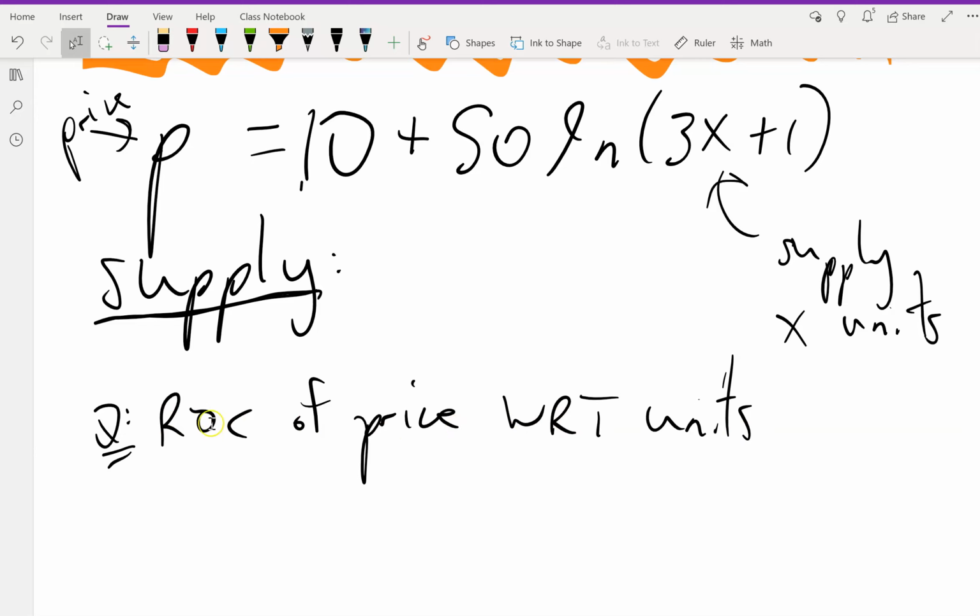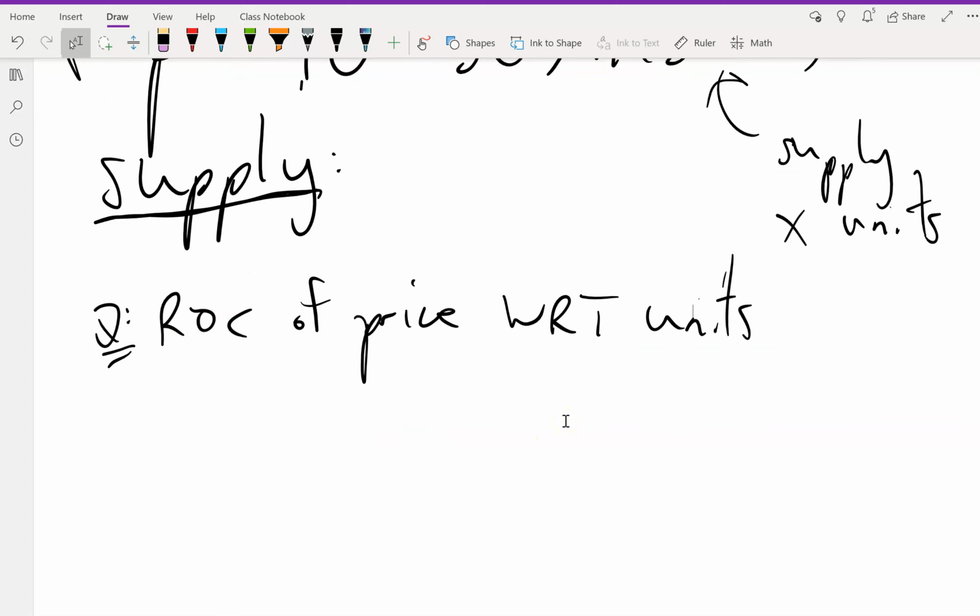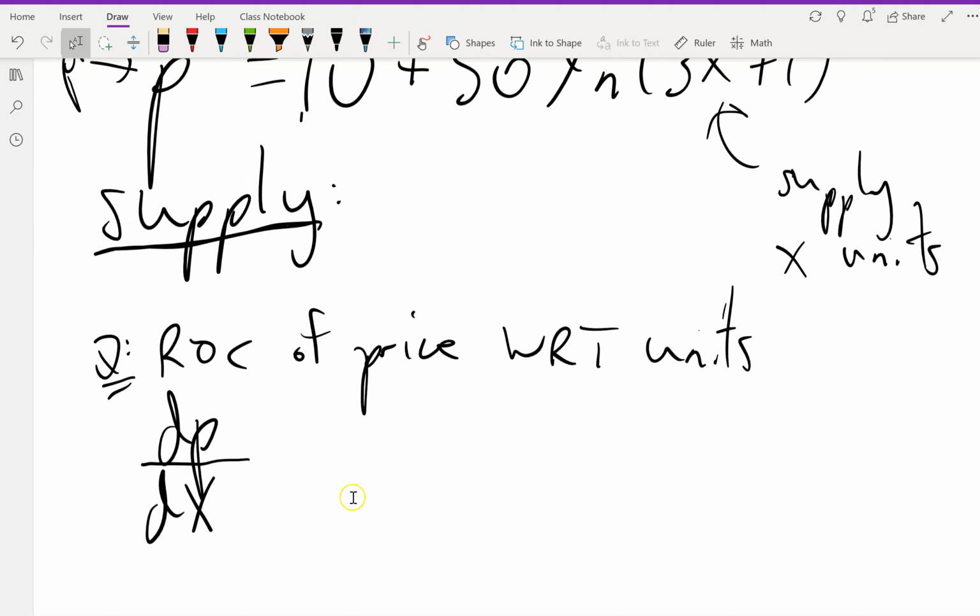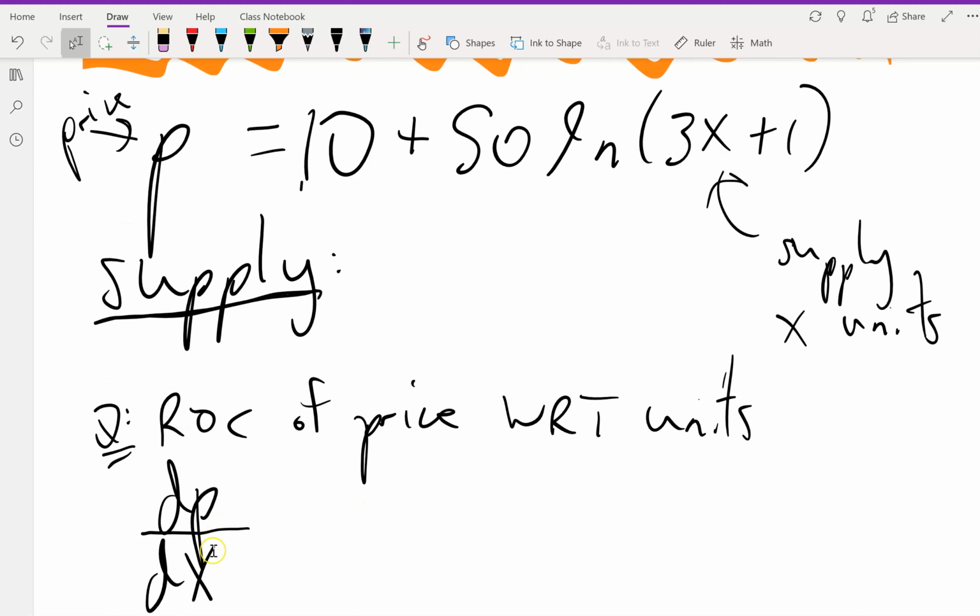That's why I got to read this a couple times. Rate of change means time for the derivative. It's the derivative of price with respect to, really, that denominator letter, which means we want the derivative of price with respect to x. That's the symbol we need here, dp dx. So how would we find dp dx?